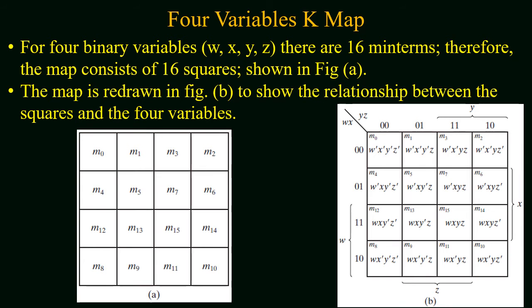Today we will study a 4-variable K-map. For any 4 binary variables, let's say w, x, y and z, we have 16 possible binary combinations and corresponding to these we have 16 minterms. Therefore, the map of 4 variables consists of 16 squares as shown in figure A. Now the same map is redrawn in figure B to show the relationship between the variables, squares and their binary values.